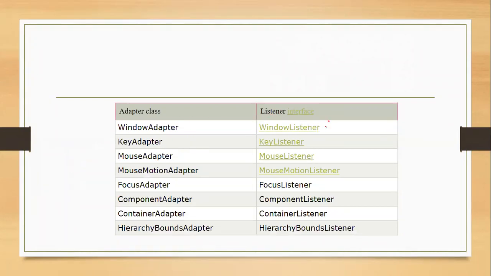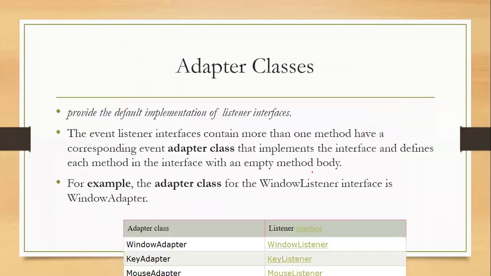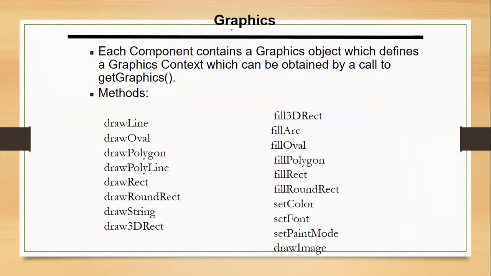These are the most important listener interfaces and adapters, out of which we have already done window listener. We will see these three very widely used listeners: key listener, mouse motion, and all that. Together with that, we will even see graphics in Java.